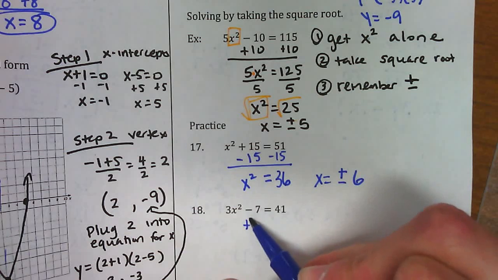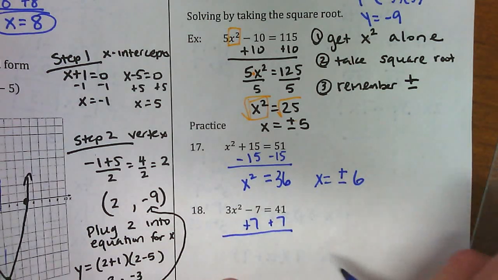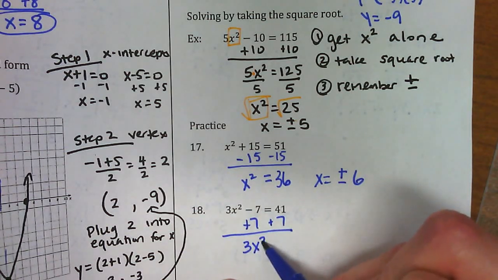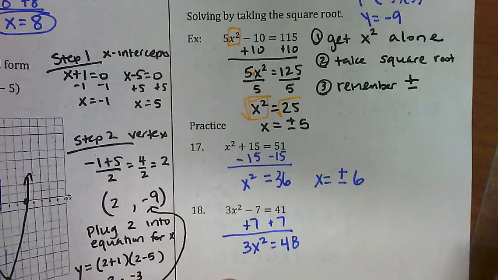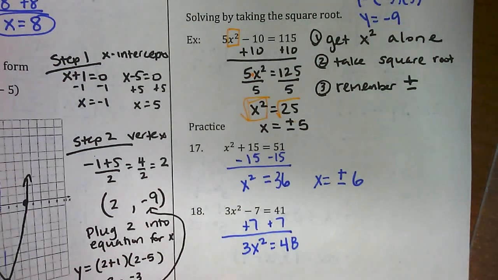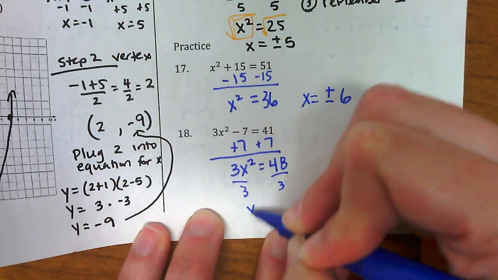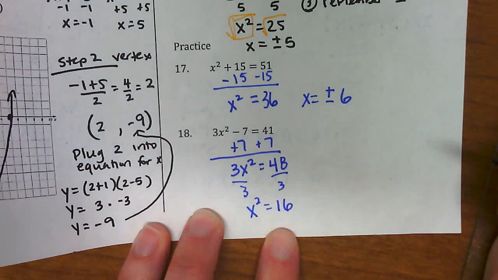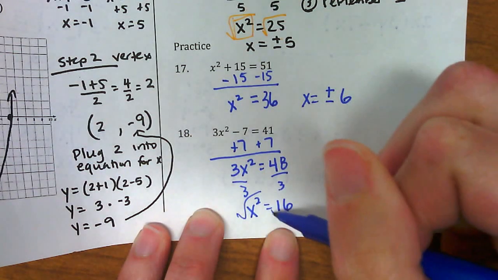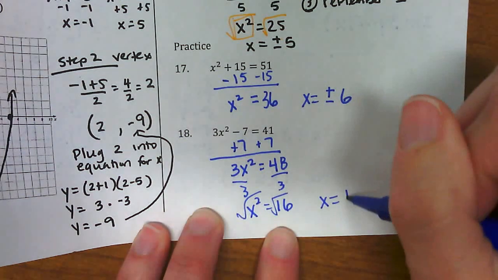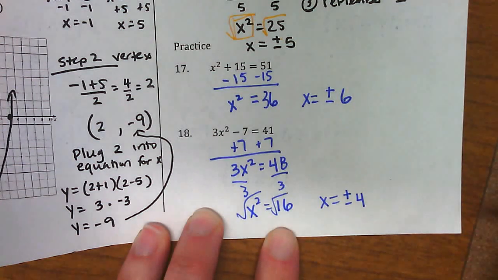For number 18, I'm going to add 7 to both sides, and I get 3x squared is equal to 48. And then I divide both sides by 3, and I get 16. And then I take the square root on both sides, and I get x is equal to positive and negative 4.